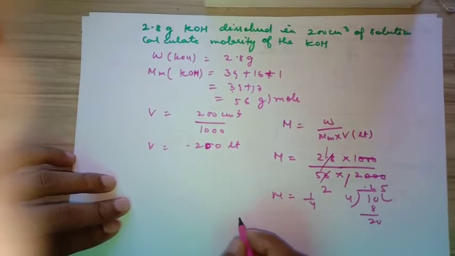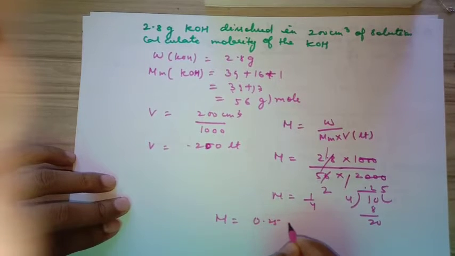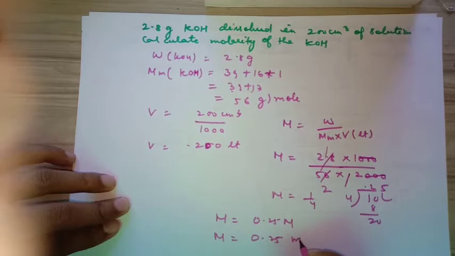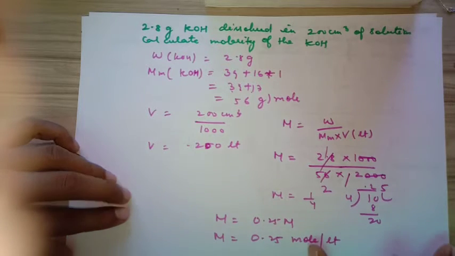That will be M, we will get M, that is molarity, as 0.25 capital M, or M can be given as 0.25 mole per liter. In this way we can find molarity.